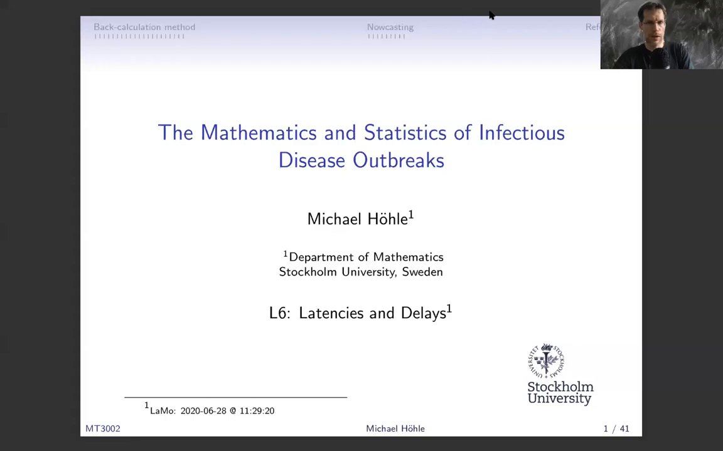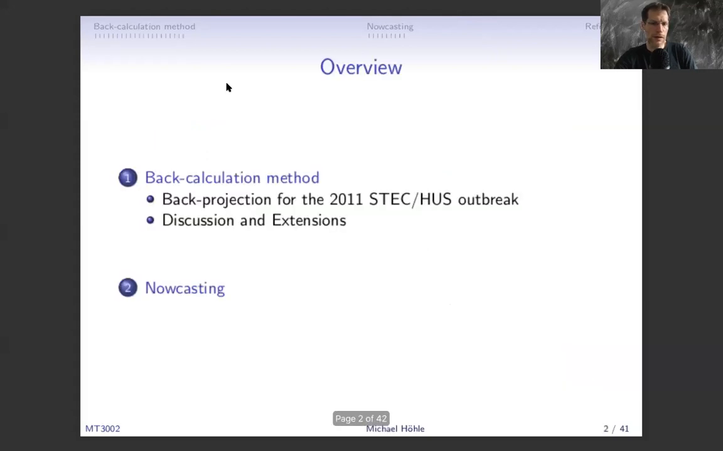So welcome everyone. This is the sixth lecture of the mathematics and statistics of infectious disease outbreaks. And today we will be talking about latencies and delays. There will be two topics today. The first will be back calculation, so trying to infer time of infection from time of symptom onset. And we will use a case study from a foodborne disease outbreak.